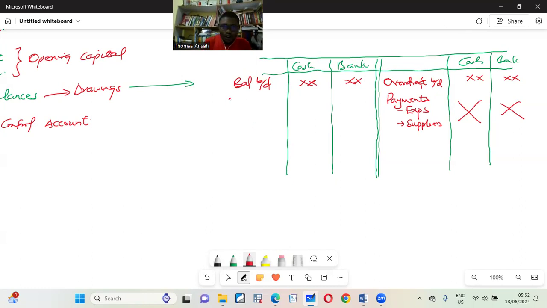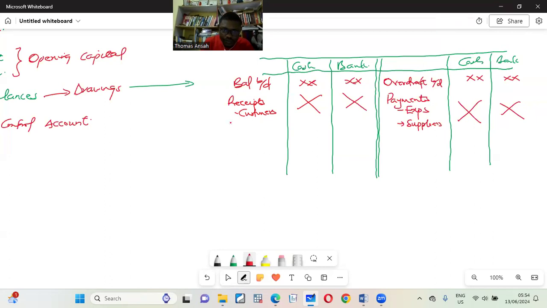Then here too, all forms of receipts. All forms of receipt come here. So it can be cash, it can be bank. The receipt can be from customers, or it can be some advance payments you collected, but most of the time it's from customers. Is that okay? So basically that is that.